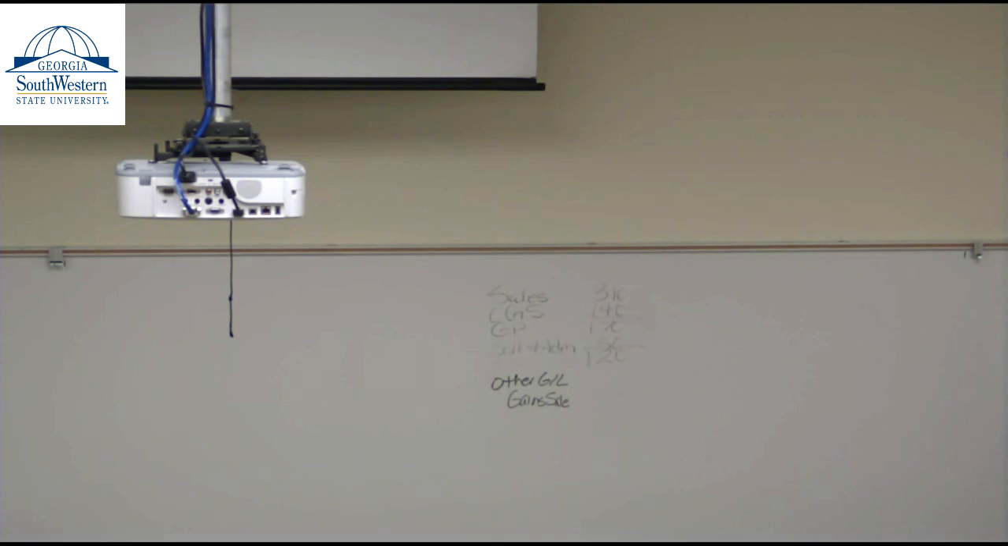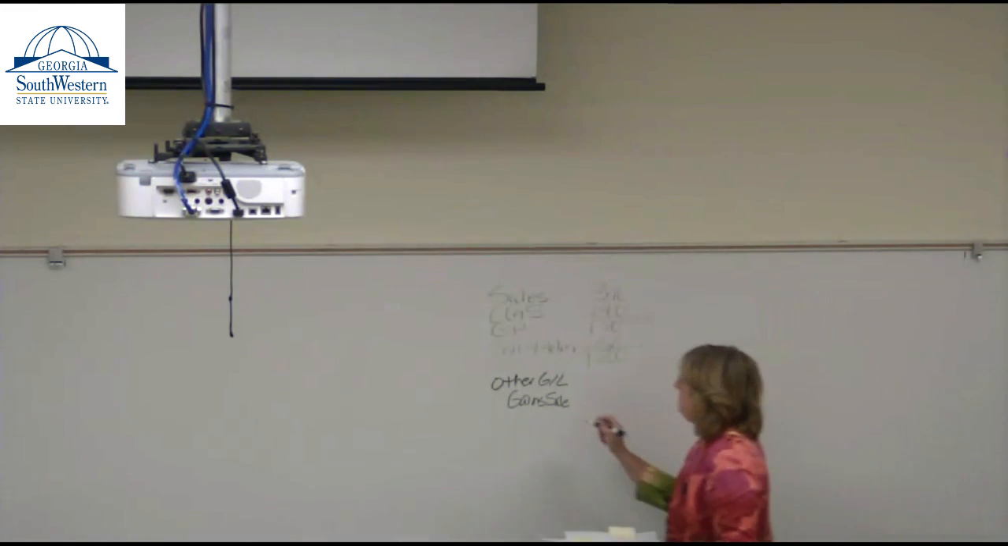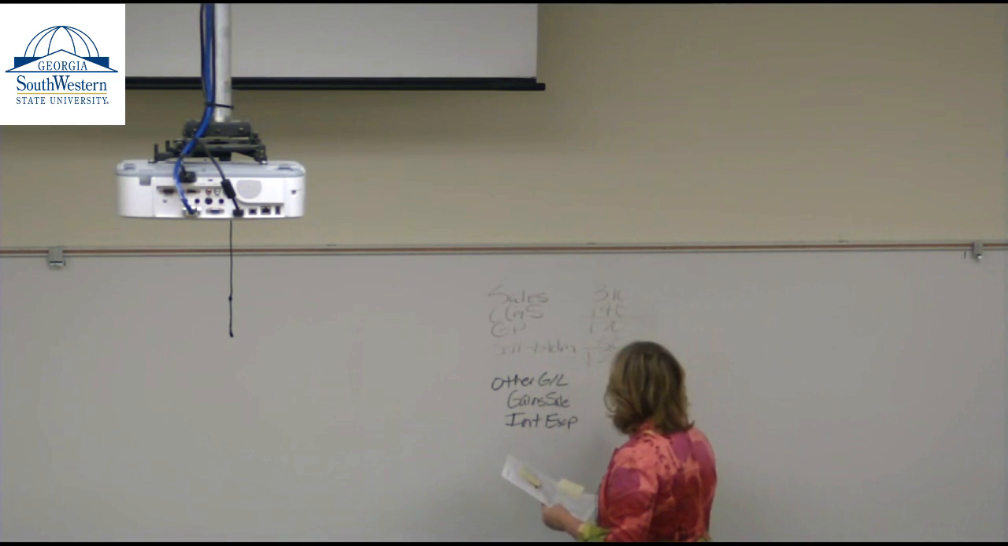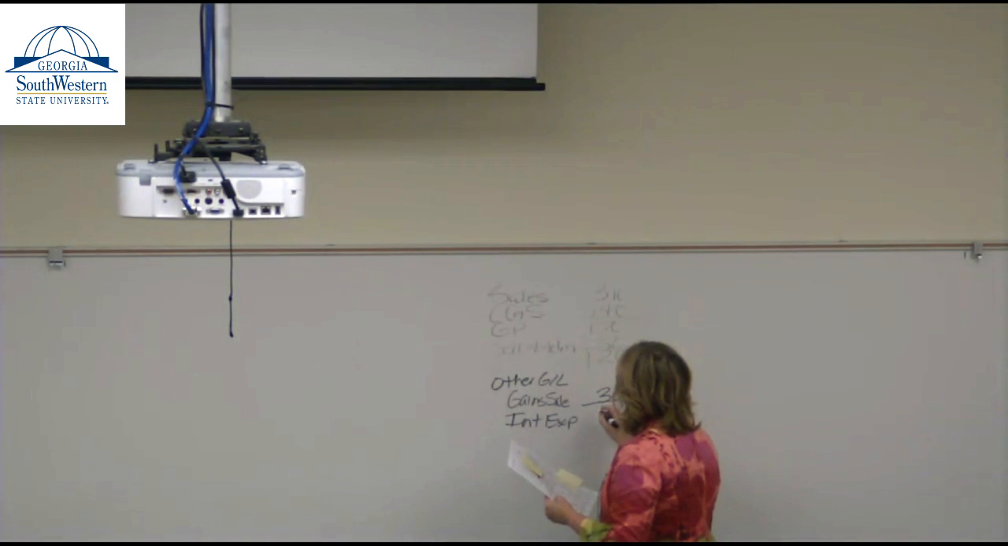Okay, skip it. Oh, the 120? Okay. So what about interest expense? Where does it go? Okay. Let's do interest expense right there. All right. Gains are 30. Interest expense is 6.